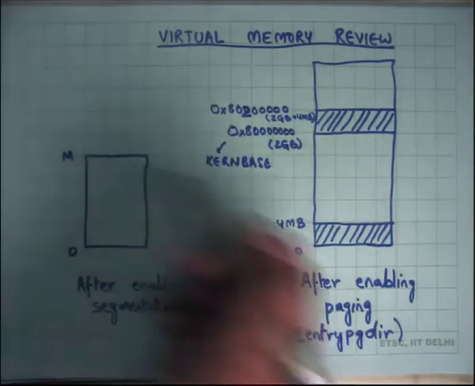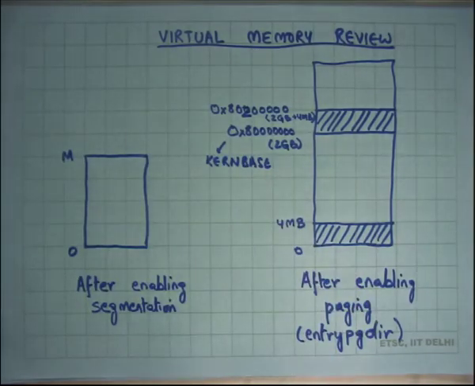Because assuming m is less than 2 GB, if I try to dereference a symbol in the kernel image, I'll see an error, I'll see an exception, right? So not possible at this point.